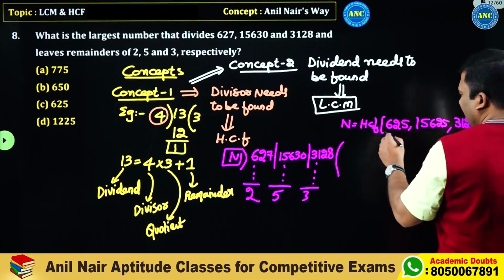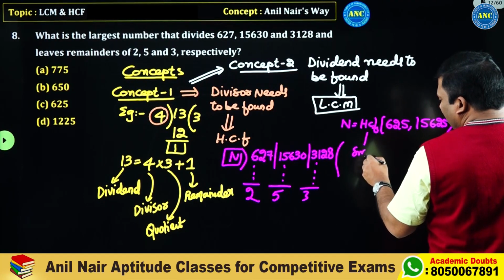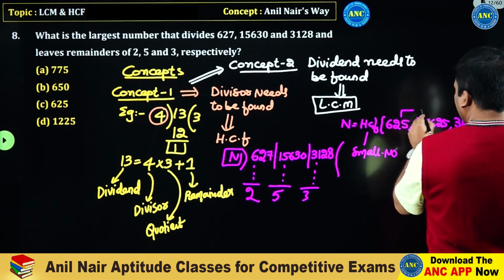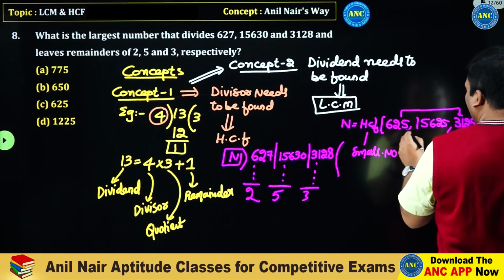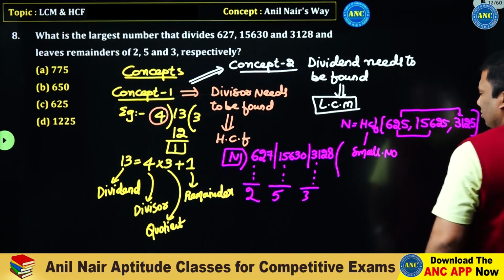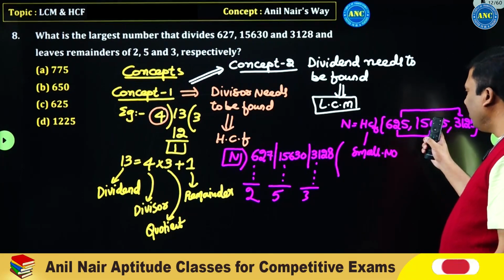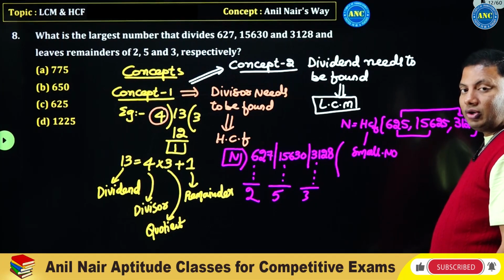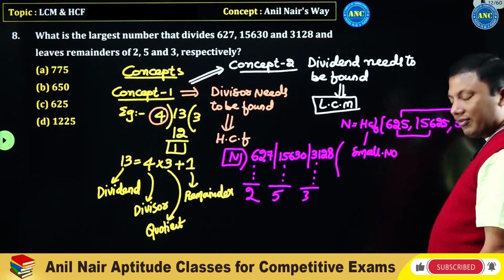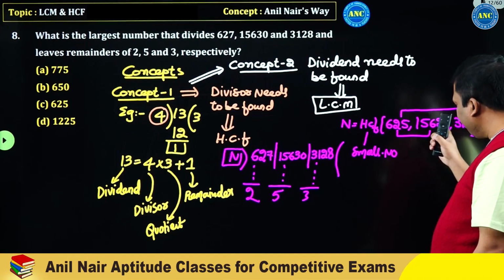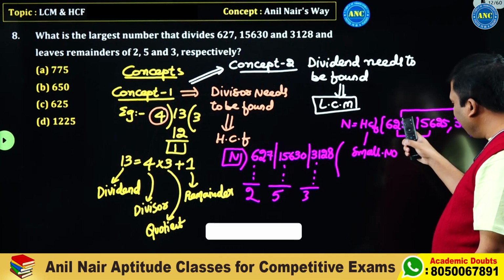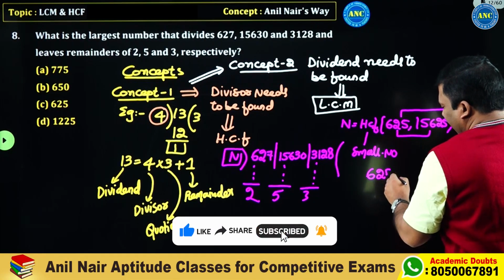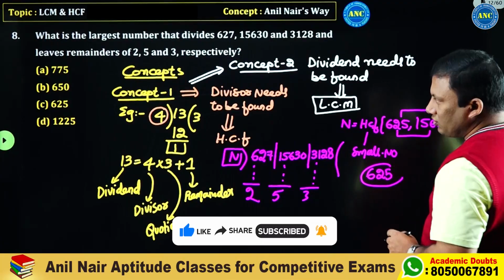Now, whenever we are doing HCF, what do we have to do? Take the smallest number, 625. 625 times 5 is 3125. 625 will also divide 15625. 625 times 2 is 1250 and the rest 5s. So 625 will get divided. So the answer has to be 625.